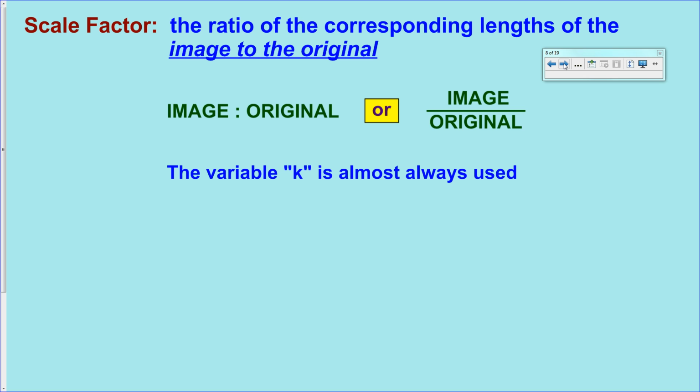Like a lot of things in math, like the origin has the variable O often ascribed to it, a scale factor often has the letter k ascribed to it. So just like y equals mx plus b, m is slope, b is y-intercept, well, k is kind of reserved for any sort of scale factor or some number that's being multiplied by stuff. So k is usually used as a scale factor. That's almost always the variable that we use.